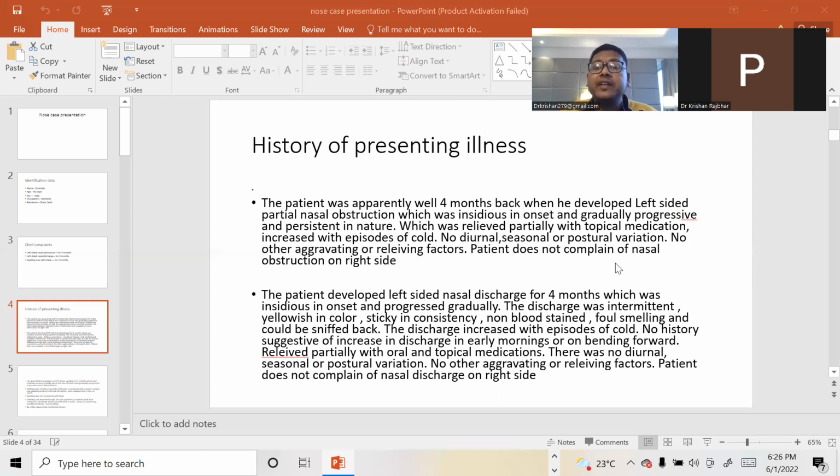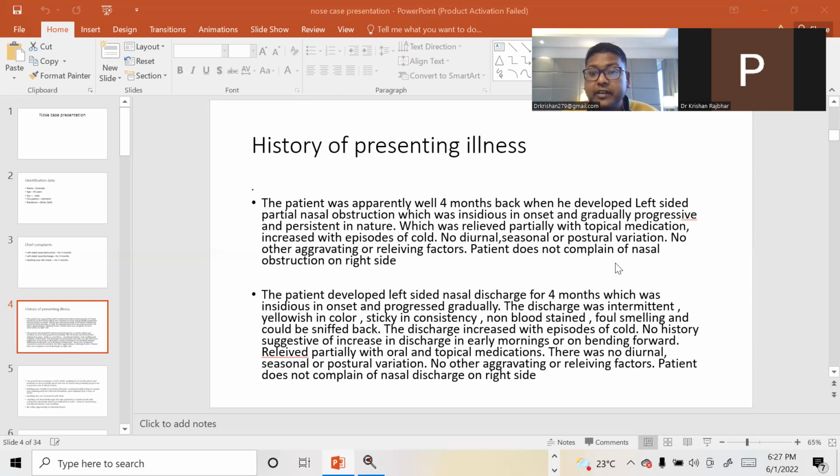So the patient developed left-sided nasal discharge for 4 months, which was insidious in onset, progressed gradually. The discharge was intermittent. In discharge we have to mention the onset, and along with it the color is important. Yellowish in color, sticky in consistency, non-blood stained, foul smelling, and could be sniffed back. The discharge increased with episodes of cold, no history suggestive of increasing discharge in early morning or on bending forward. Relieved partially with oral and topical medications. There was no diurnal, seasonal, or postural variations. No other aggravating or relieving factors.